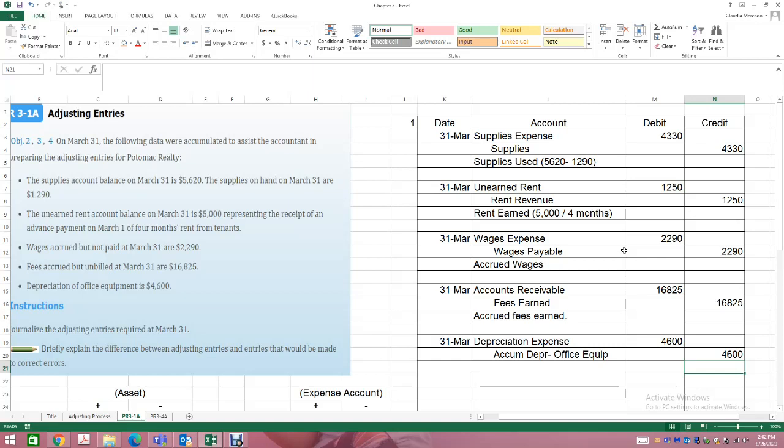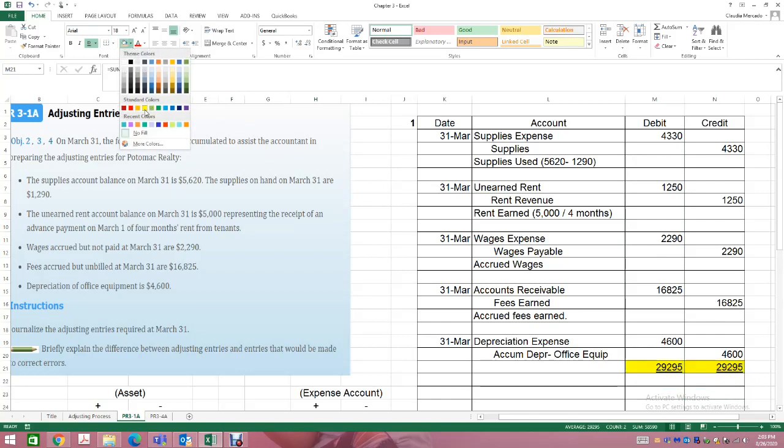Those are the five adjusting entries that we were required to journalize in this problem 3-1. Now, I like to be precautious and make sure that my debits equal my credits. Remember, if they don't equal, then we need to do something about it, because debits must always equal credits. And we do. So that is the first requirement.